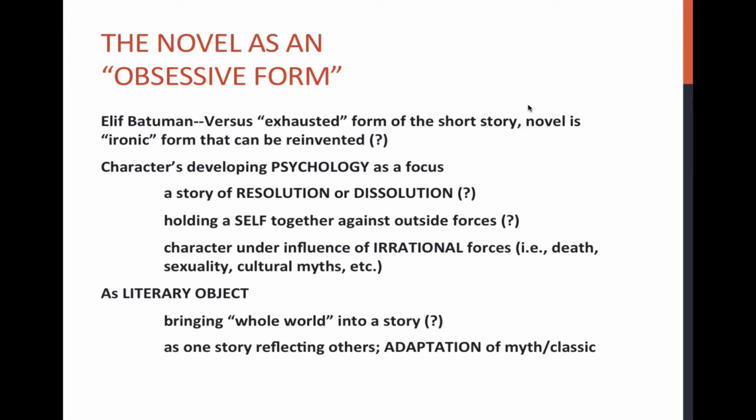How is the central character able to hold a self together against the outside forces or the conflicts that surround him or her? Kate Chopin's The Awakening is a great example here. Do you read this as a novel of resolution in which Edna Pontellier redefines herself against the society and culture in her final act, or does that society and culture cause her to dissolve psychologically as the story goes on?